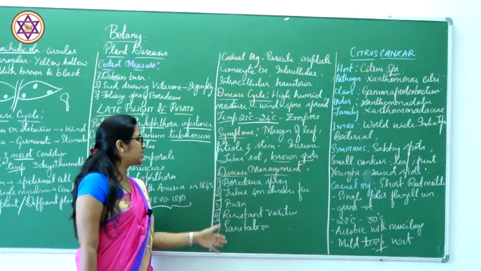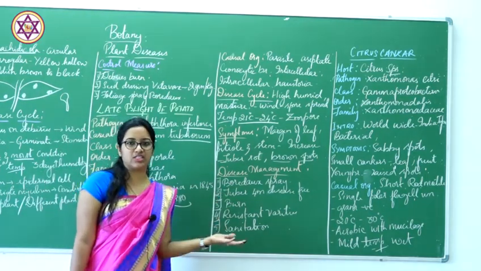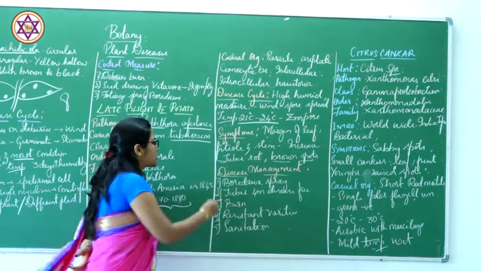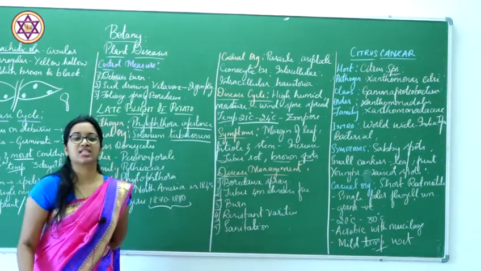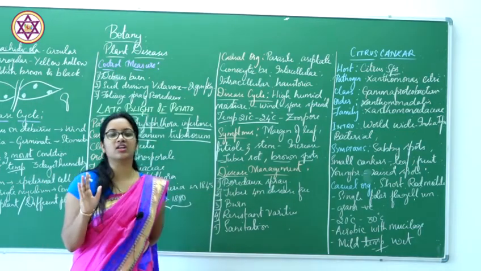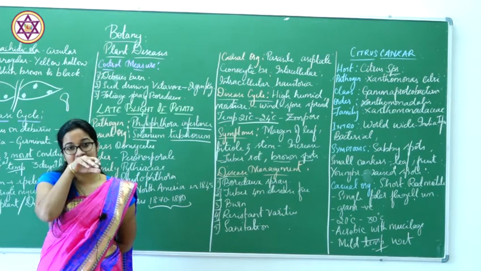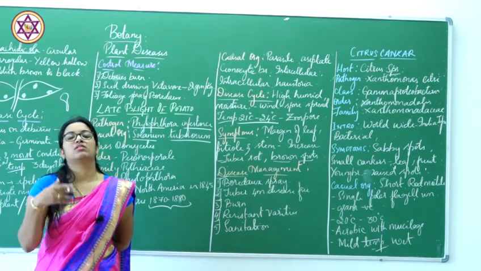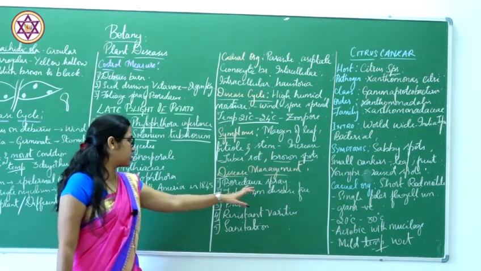Now, what are the disease management? How can we manage this? So there is again the Bordeaux mixture. Why is it? It is the best fungicide. That's the reason almost all the fungal diseased plants can be saved by this Bordeaux mixture.